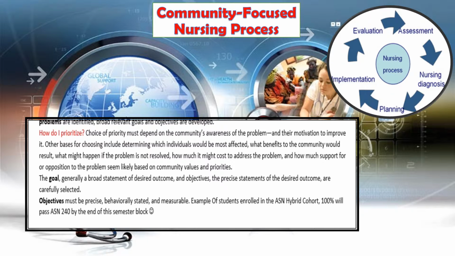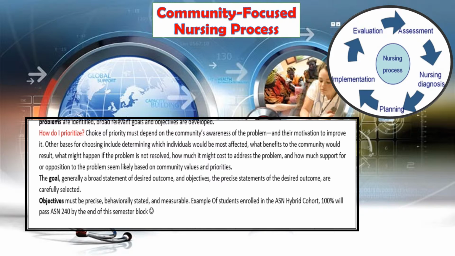That's another way to prioritize. What benefits to the community would result? What might happen if the problem is not solved? How much it must cost to get that, because you know cost is very important in this. The opposition to the problems seems likely based on community values and priorities.